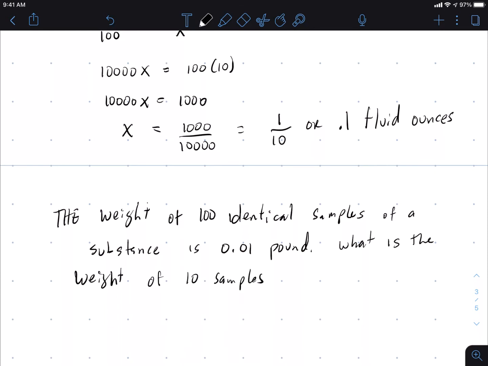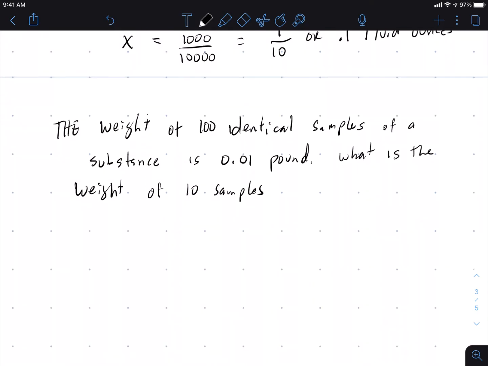Okay? So, the ratio again for this should be set up in a way that I have 100 samples to 10 samples should equal 0.01 to I don't know. Does that make sense? So what I'm doing is I'm going sample to weight and then sample to weight. Agreed?